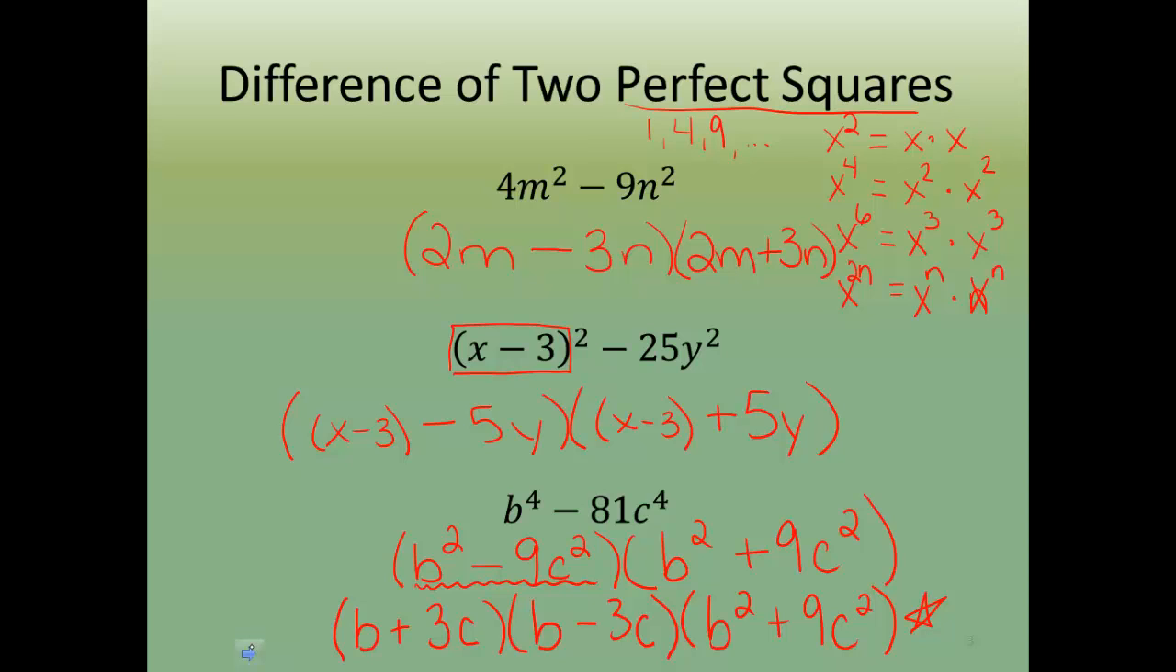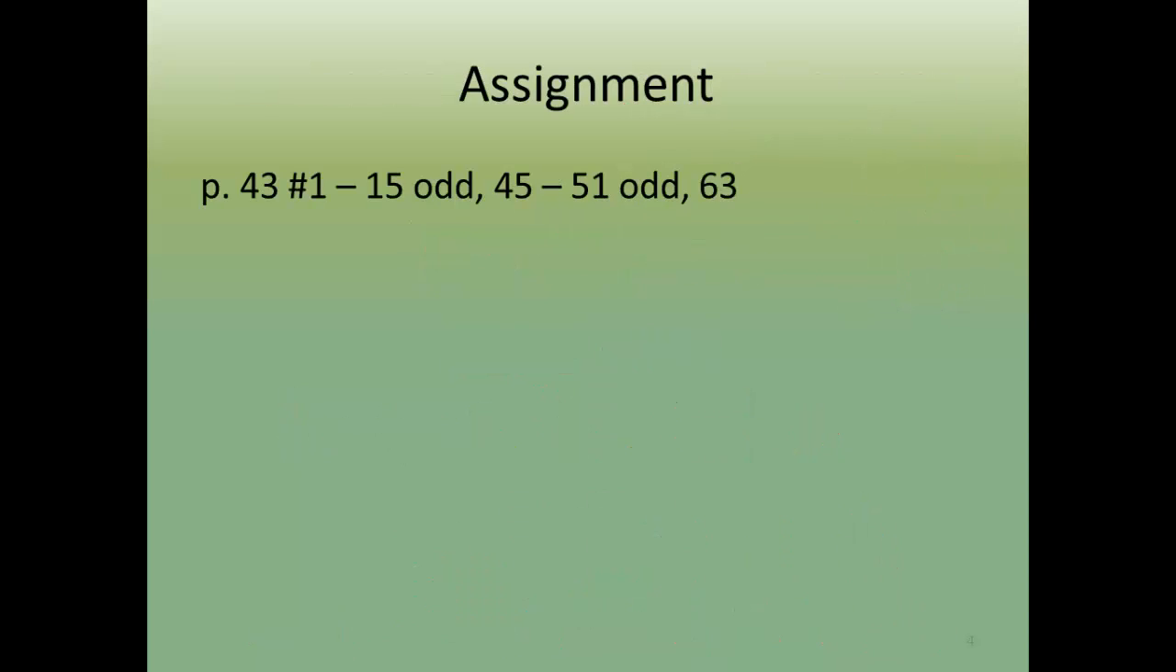So what we have for you is just some practice of what you saw here. 1 to 15 odd, that practices the greatest common factor. 45 to 51 odd, those practice the difference of two squares. And then 63 just asks you something more about the difference of two squares.